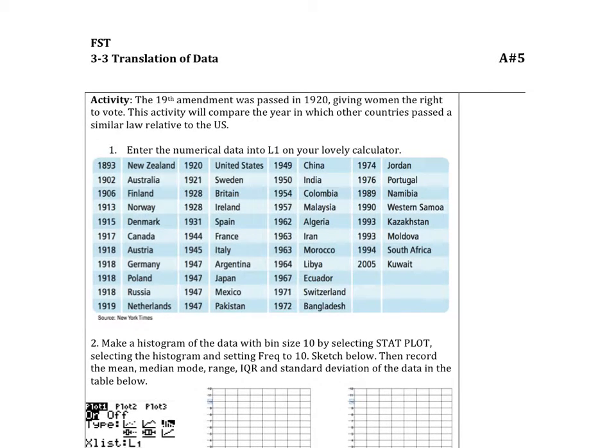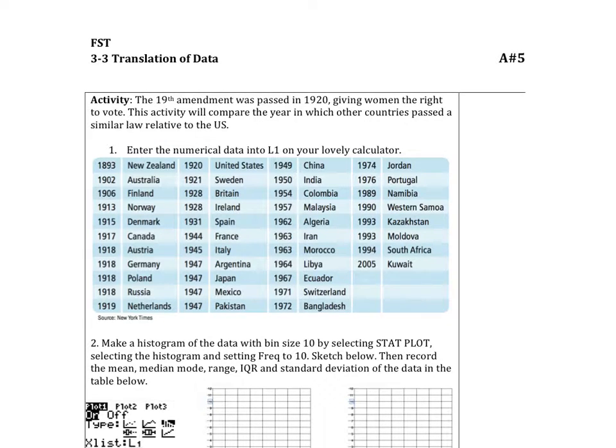And your job is to walk through these steps to see what happens when we do shift data. Okay? So by way of introduction, I'll read it and then let you get at it. The 19th Amendment was passed in 1920 in the United States, giving women the right to vote. This activity will compare the year in which other countries passed a similar law relative to the United States.